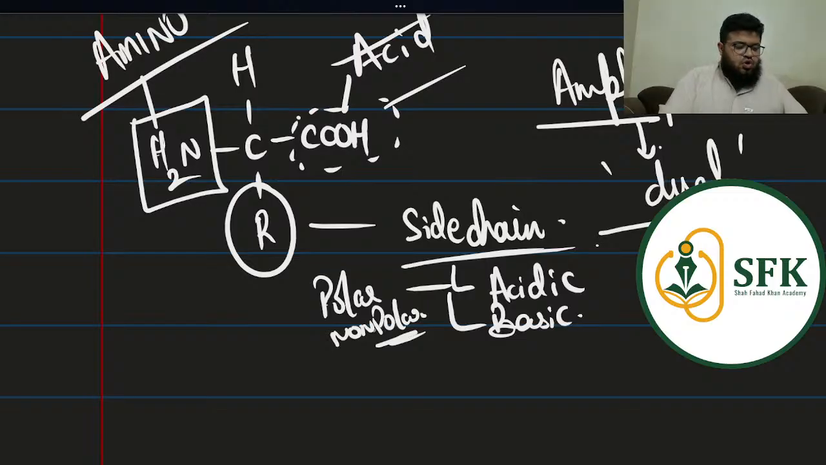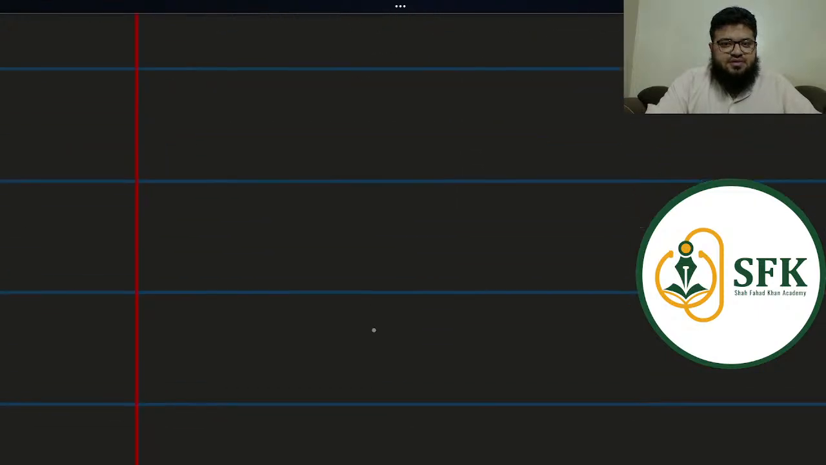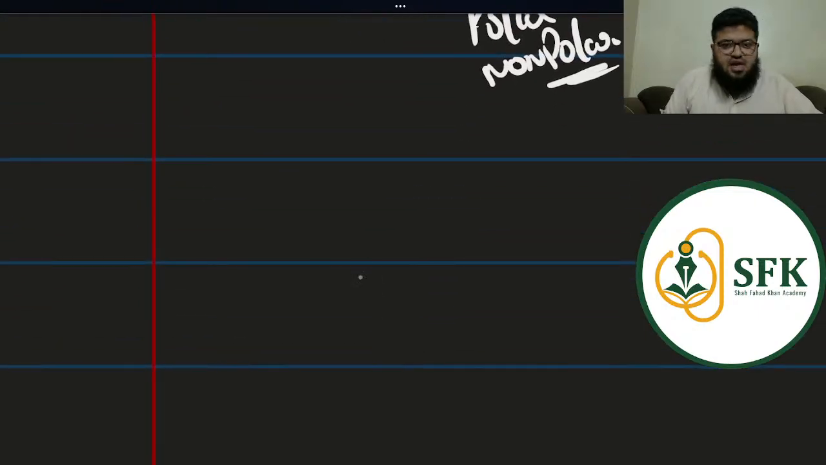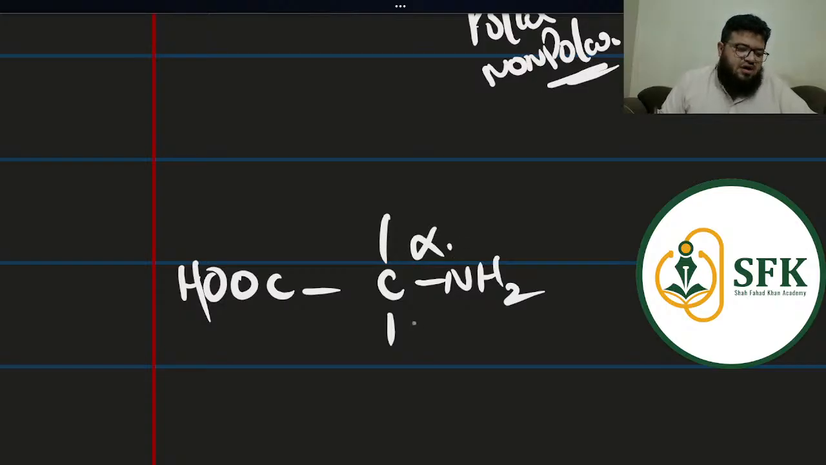Alright guys, so let's move on. We've spoken about amino acids, we've spoken about the basic structures of amino acid. Now the centrally located carbon atom. You also need to understand what the centrally located carbon atom is called. Any guesses what it's called? It's called the alpha carbon. Okay? It's called the alpha carbon. And hence the term alpha amino acid is given to these amino acids.